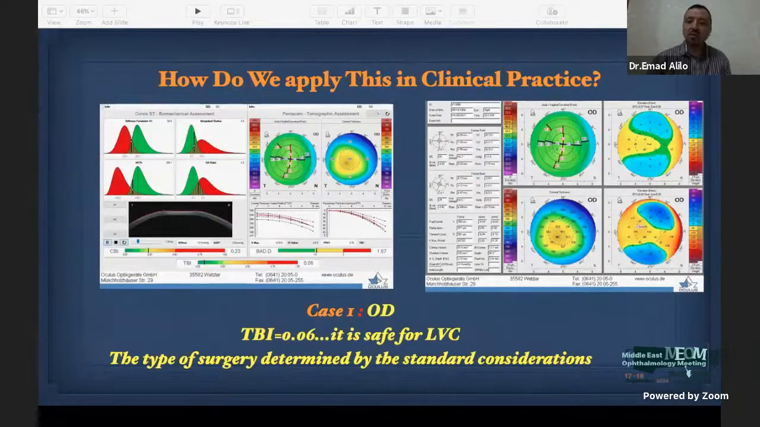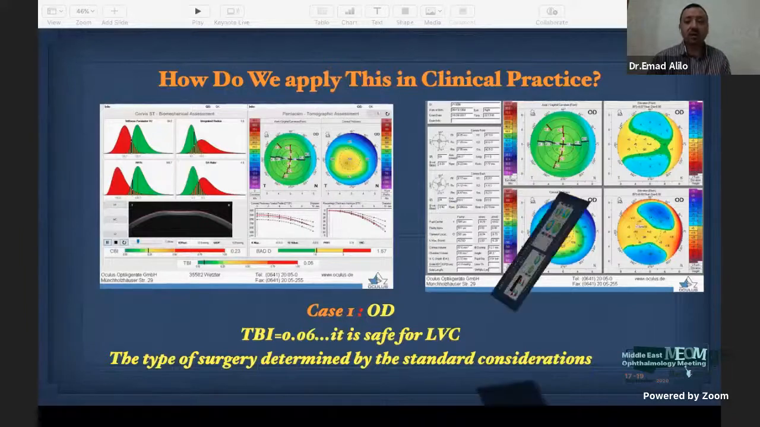Of course, it doesn't tell us what kind of procedure to do. That depends on the standard considerations: the amount of refractive error, the corneal thickness, the residual stromal level. We take all of this into consideration to decide which procedure we are doing, LASIK, PRK, or SMILE. But at least it gives us the green light whether this cornea is safe to cut or not.